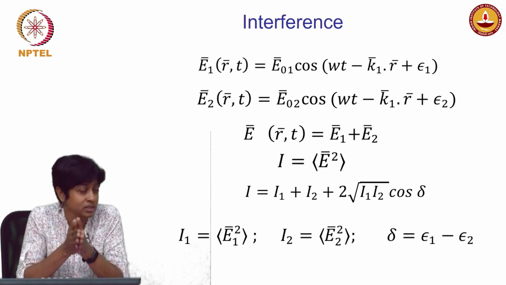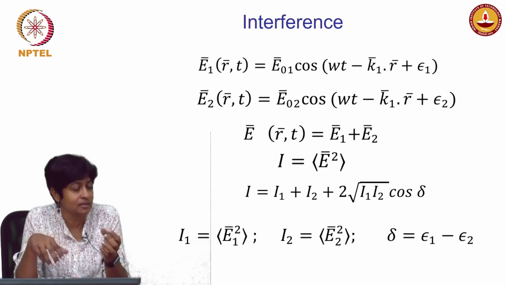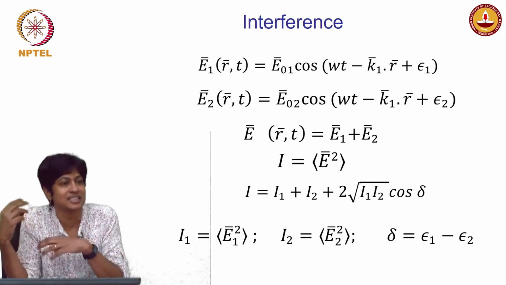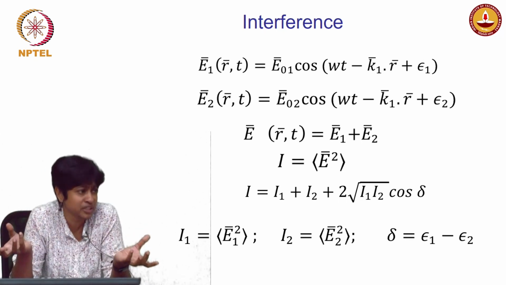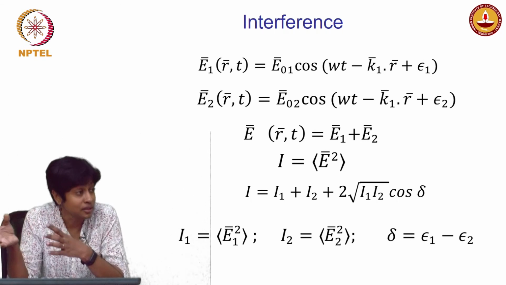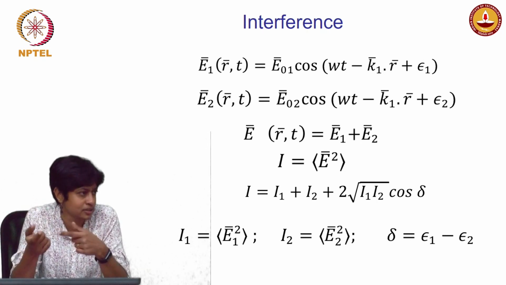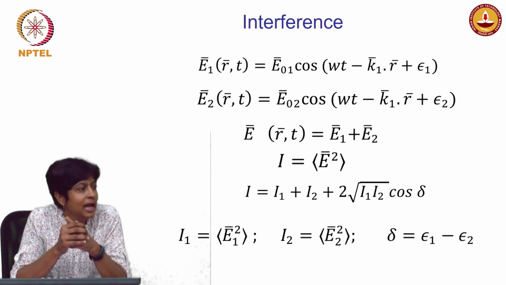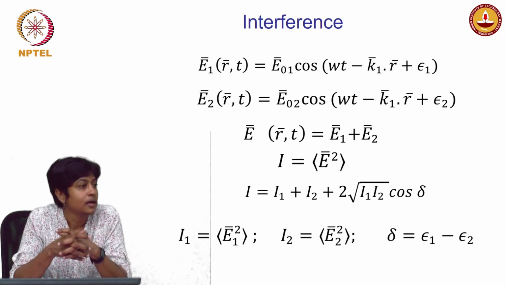The first term is nothing but the intensity of one of the interfering beams. The second term is nothing but the intensity of the second interfering beam. By themselves, they give us no special information, but the third term is a function of the phase difference between these two beams, and we are going to see in further classes how we can use that to extract useful information.